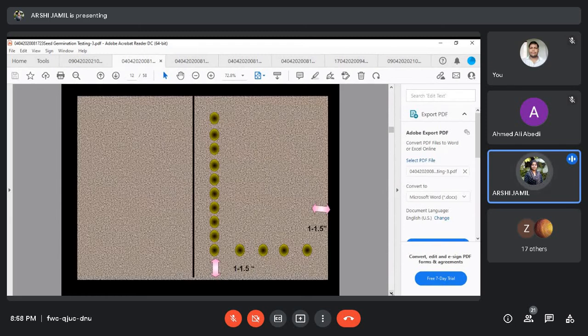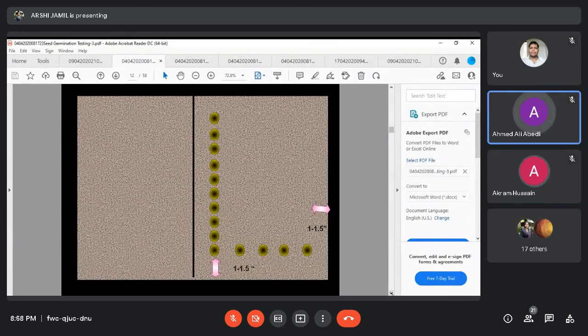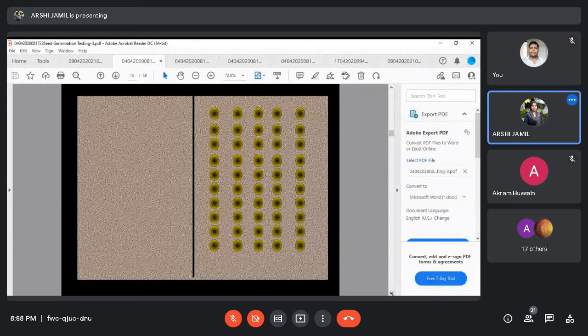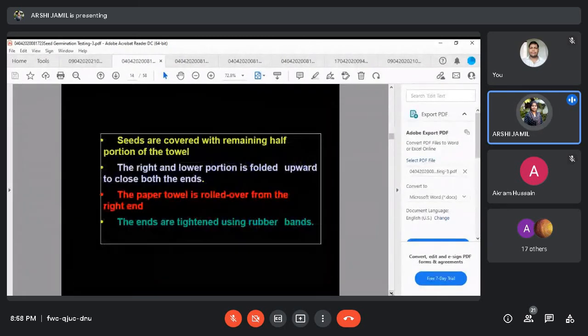Can you see how you place it? Say yes or no. Is it visible to you or not? Yes, ma'am. Okay, you can see there are 10 seeds each in 5 rows, and in each row you have 10 seeds. So this is how you arrange the seeds.